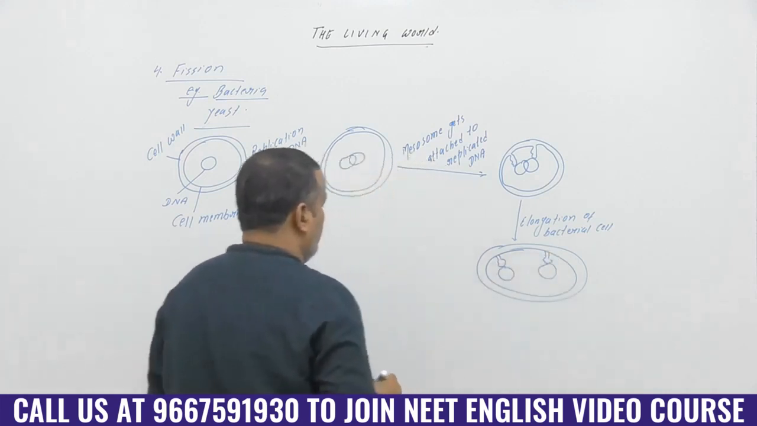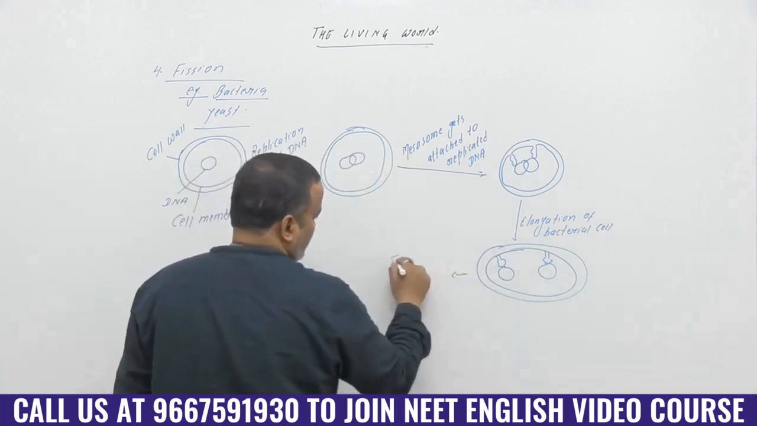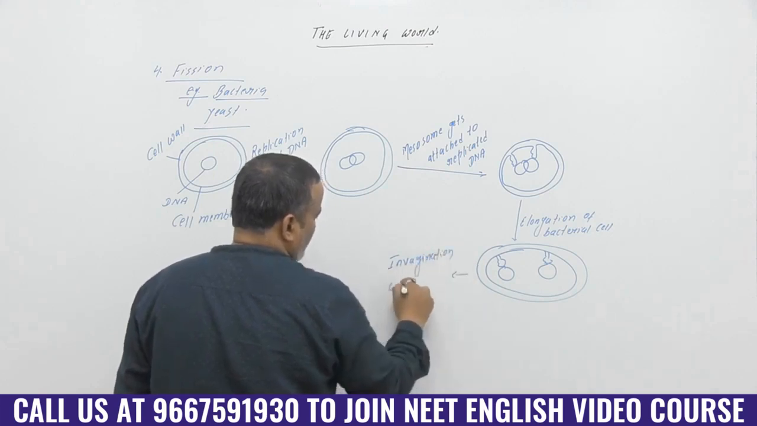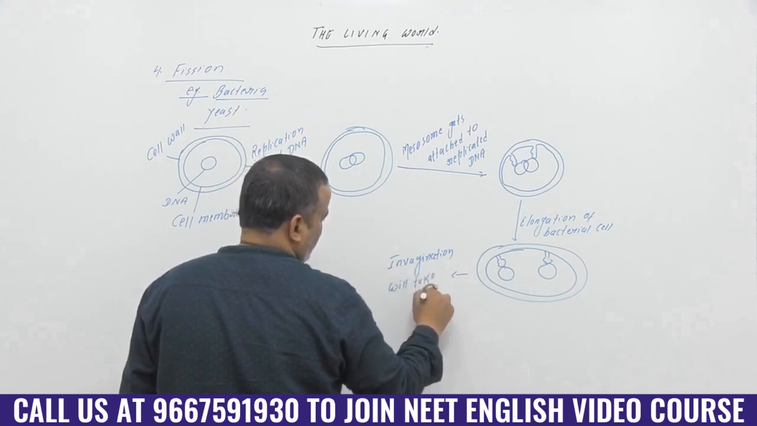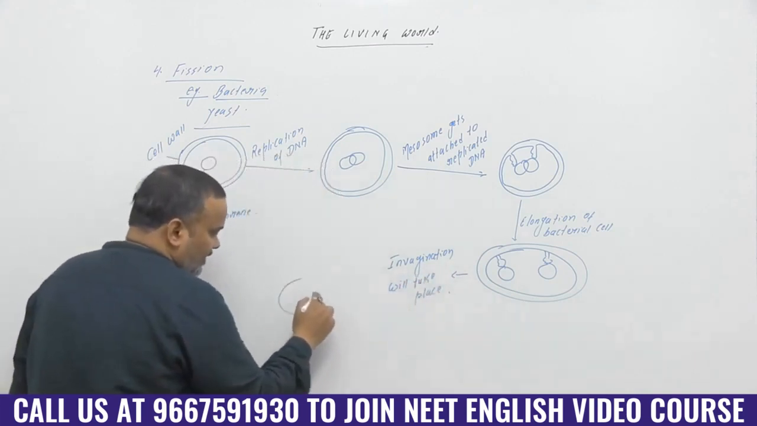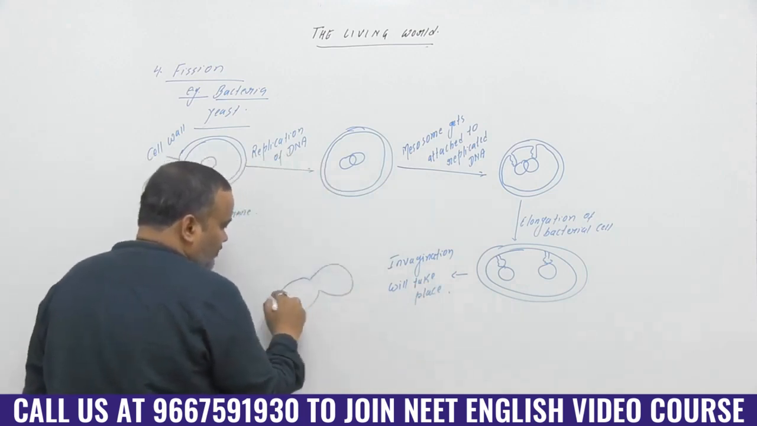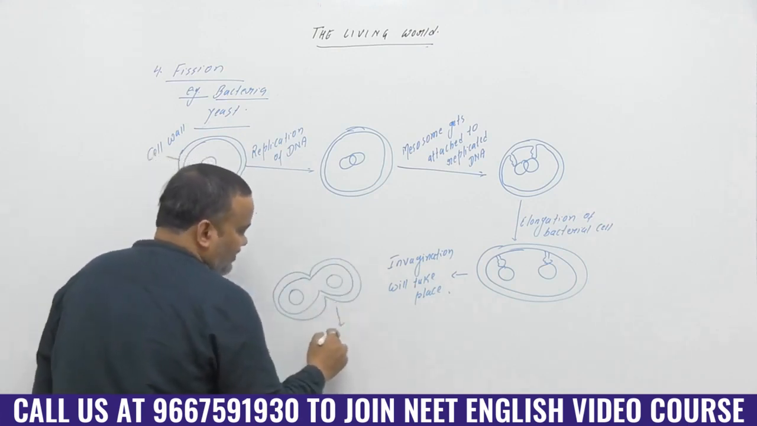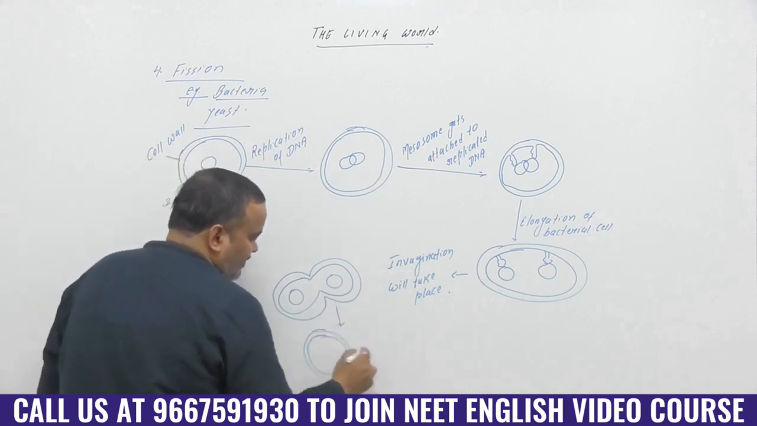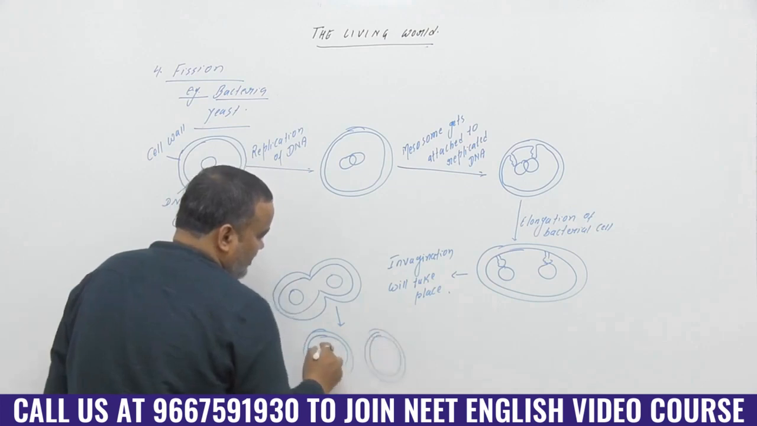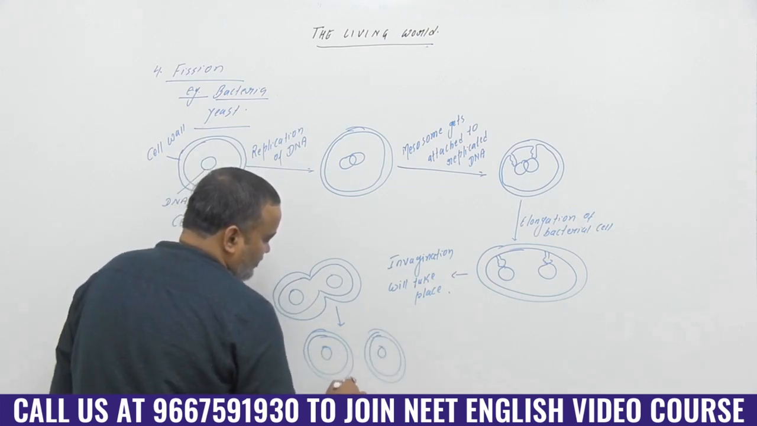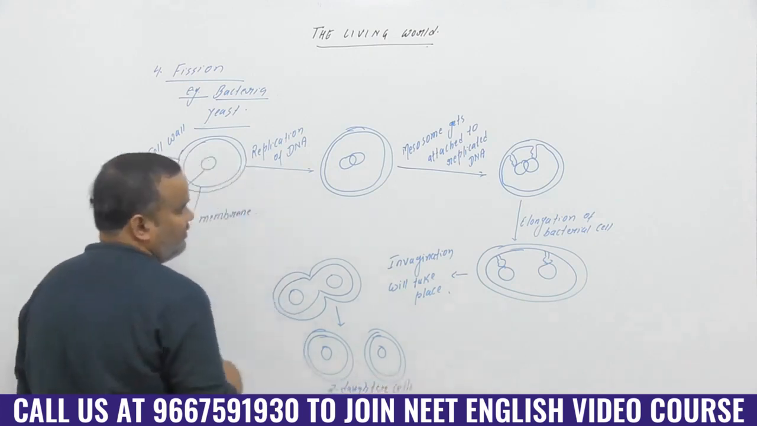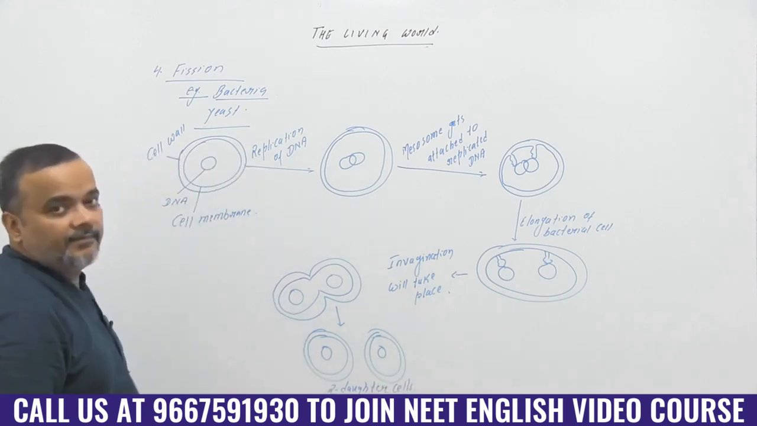Okay. Now invagination will take place. Okay. So as a result of invagination, the wall will show ingrowth like this, and finally this invagination will meet, and as a result this cell will divide to form two daughter cells, and your fission is complete. Okay.